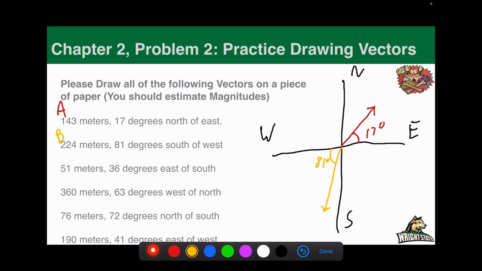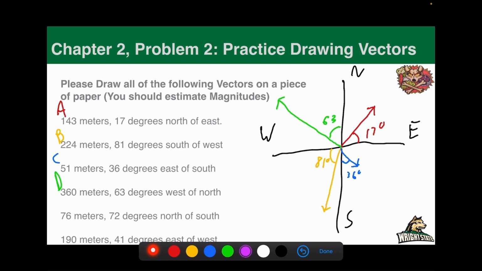Next, I'm going to call this vector C, 51 meters, 36 degrees east of south. East of south means my angle is being drawn towards the east from south. So I'm going to have it like this. It's 51 meters, so it's pretty short. My vector would look like that, maybe. My angle is here, and that is 36 degrees to the east from the south. And then this one, vector D, 360 meters, 63 degrees west of north. So go to the north, to the west of that is where I draw my angle, meaning that this angle is going to be 63 degrees. And it's pretty long, so I'll give it about that magnitude.